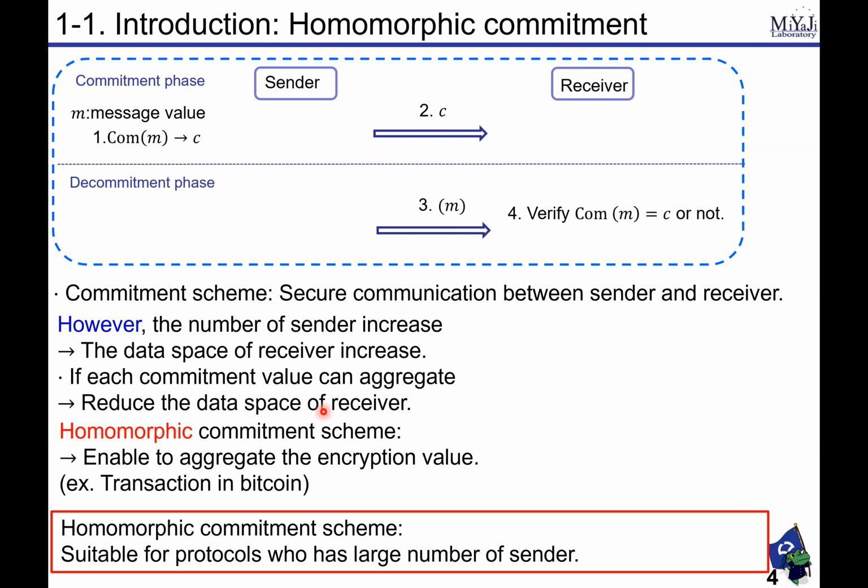If a homomorphic commitment scheme can be built, then we can overcome this problem, since we can aggregate the encrypted values, which are the commitment values. For example, we can achieve this in transactions in Bitcoin. So a homomorphic commitment scheme is suitable for protocols that have a large number of senders.